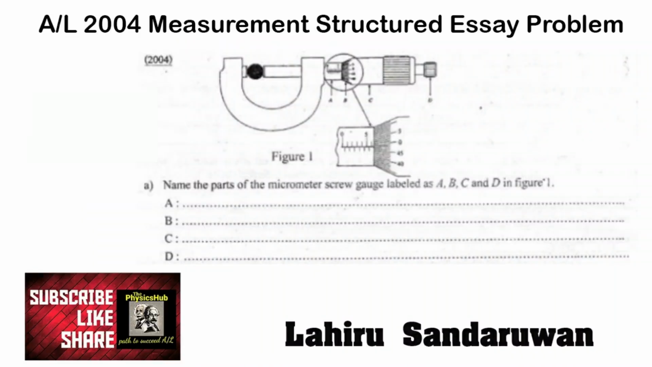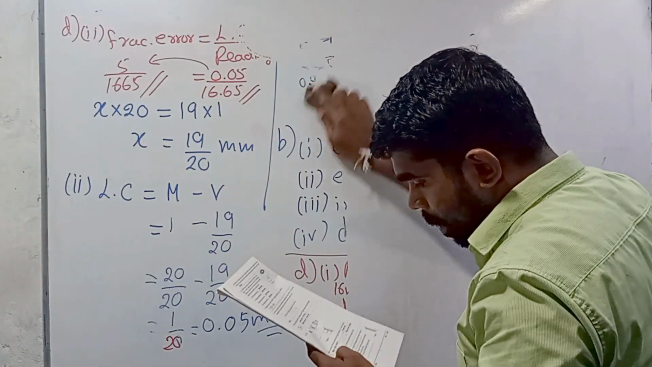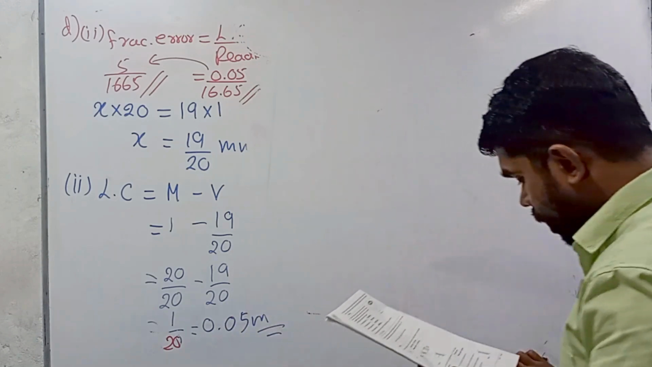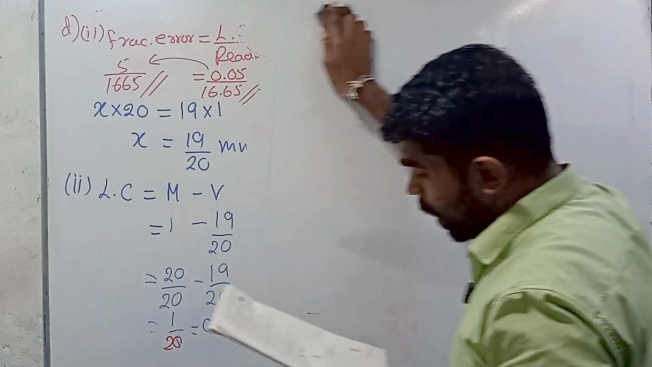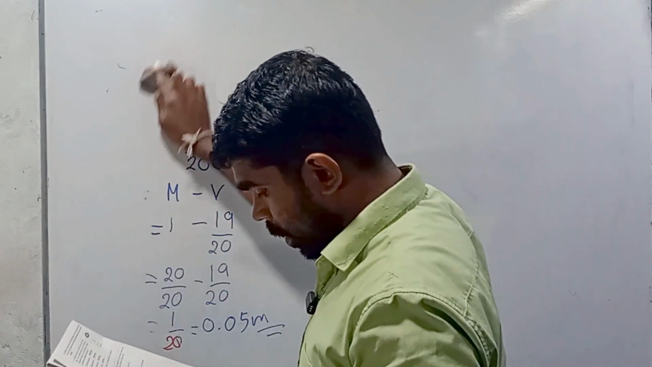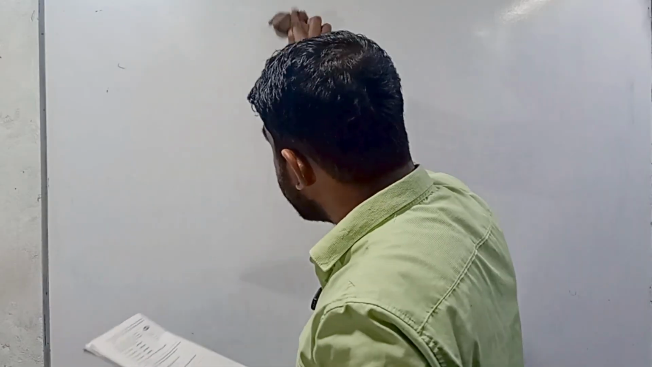Name the parts of the micrometer screw gauge labeled as A, B, C, D. In figure 1, we can identify parts: A, main scale or sleeve; B, circular scale or rotating scale; C, thimble; D, thimble head or ratchet.